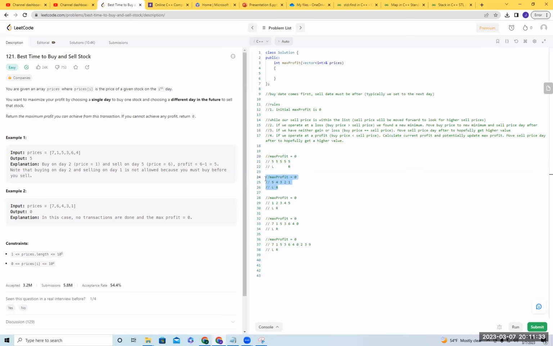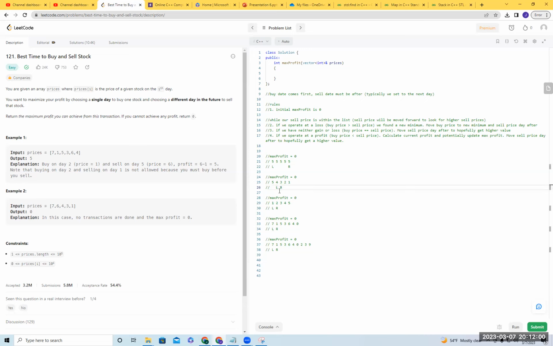What if we were in a descending case, right? Where the price of our stock descended over time. So once again, our buy price is day 1 and our sell price is day 2. So here, notice we operate at a loss. So what we're going to do is essentially we found a new minimum. So we want to set our buy price to the new minimum. And we also want to move the sell price one day afterwards.